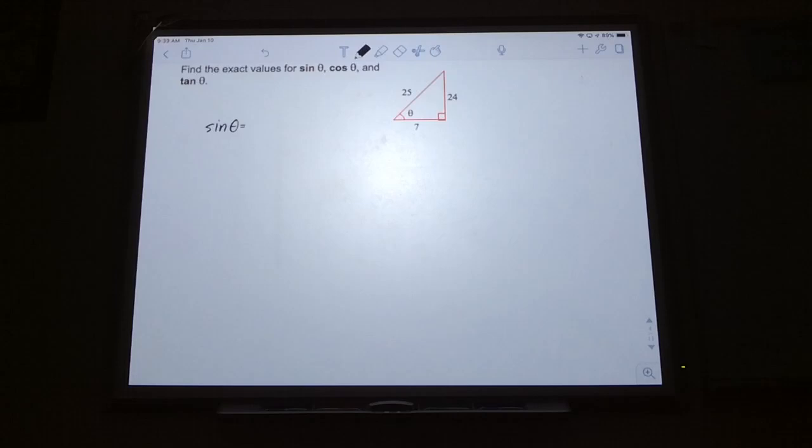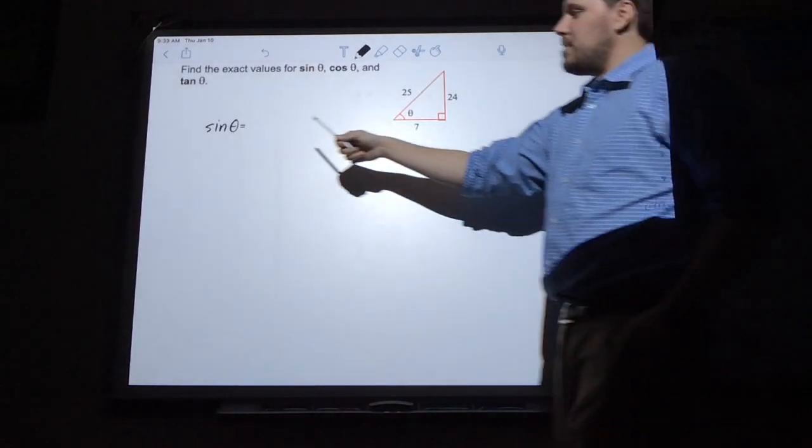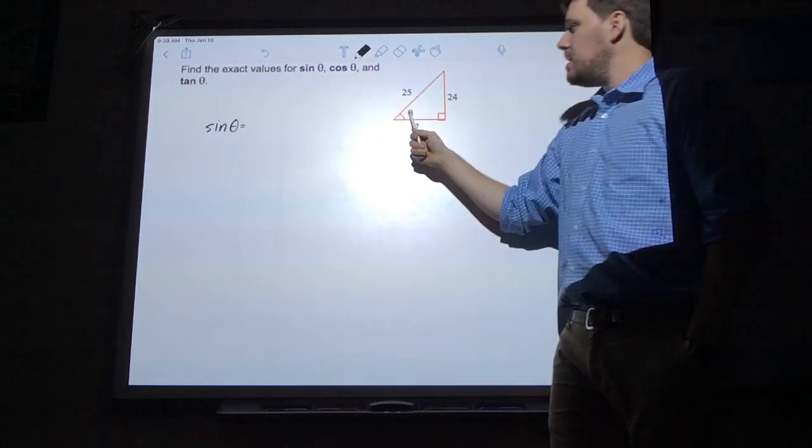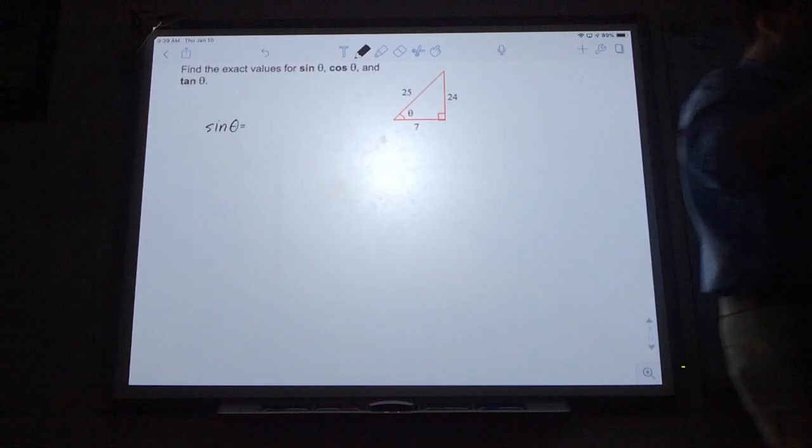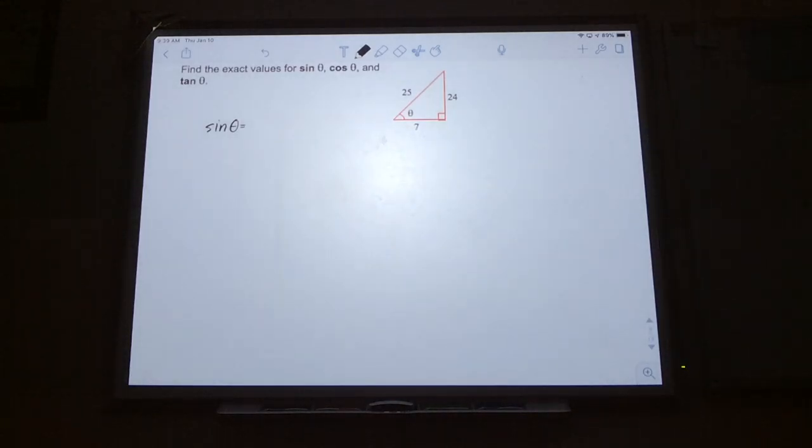So remember, this is the angle we're looking from. We're looking from theta, and we're trying to find sine. Sine is opposite over hypotenuse. So the opposite of this is 24 over the hypotenuse, which is 25. If you don't remember, the hypotenuse is the longest side. It's also the side that this square points towards if you make it an arrow.